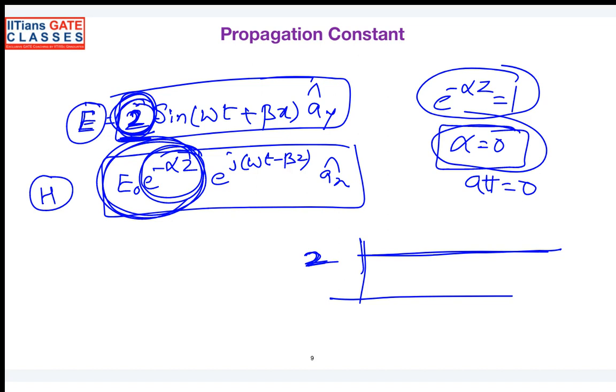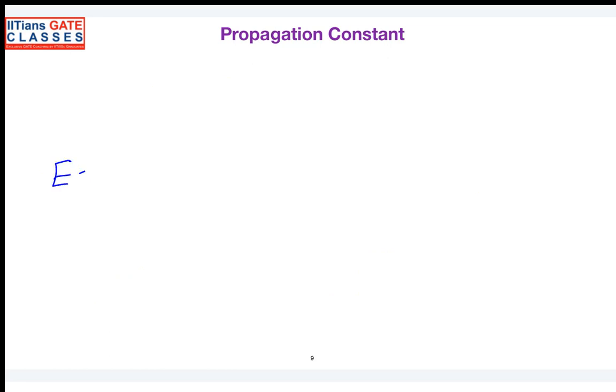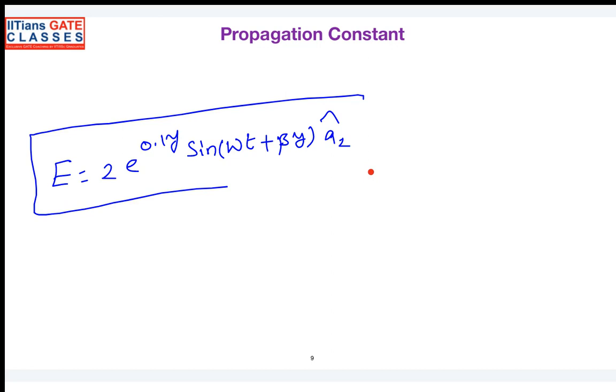Because suppose you are having this kind of variations, is it a lossy medium or a lossless medium now? Can you reply? Is it a lossy medium or a lossless medium? It is a lossy medium because there is a variation of amplitude in the y direction. Okay, it is a lossy medium. Suppose the amplitude is independent of this distance, then you can consider it as a lossless medium.